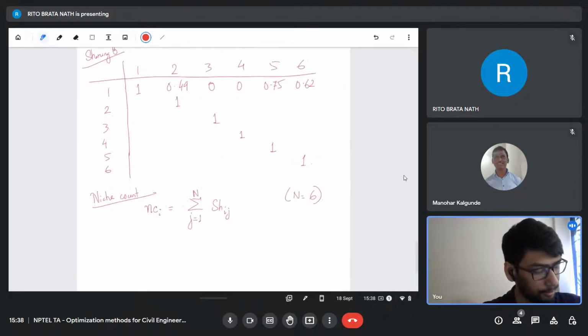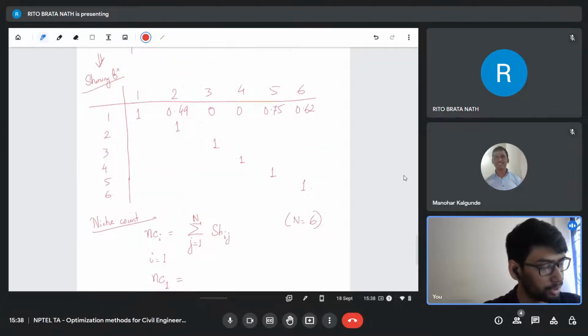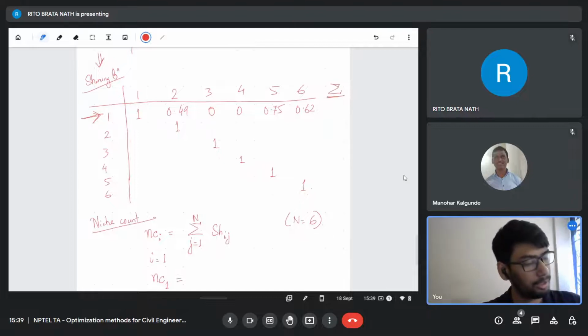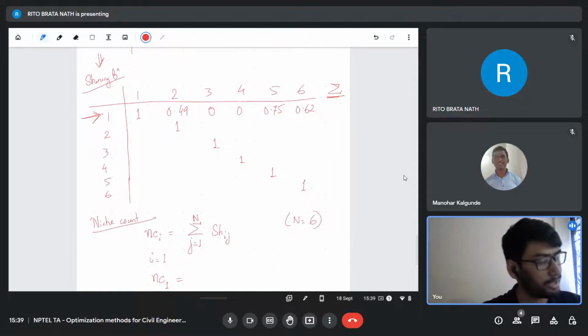So that means if you fix your i value to 1, say i equals 1, this niche count, NC1 for that point, is nothing but the summation of this row, right? So you're just adding up everything. For the first row, the summation will be 0.49, 0.75, and 0.62, so this will be 2.86. Yeah, I hope I have done it correctly. Yeah, I think this is fine.